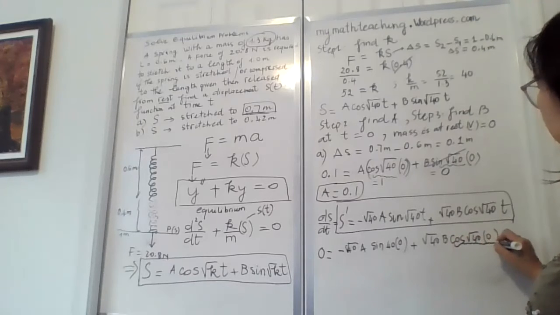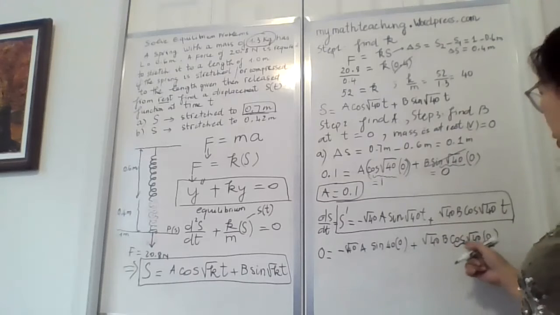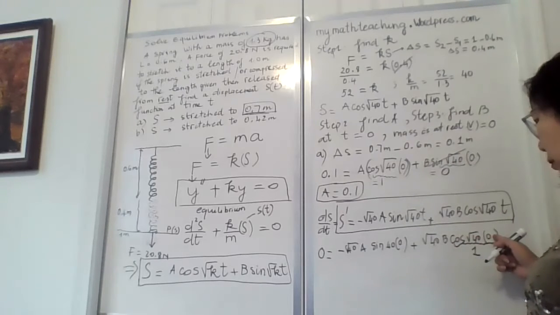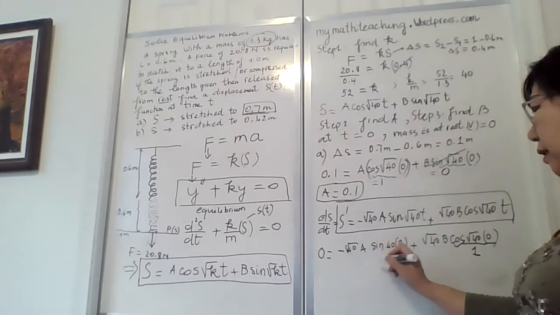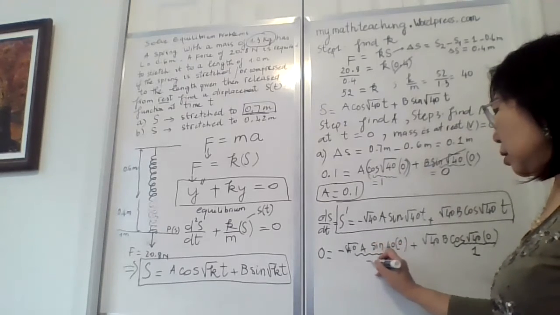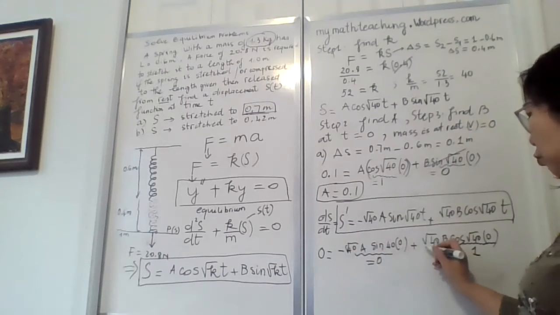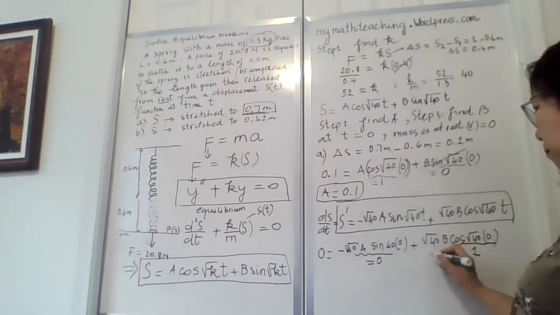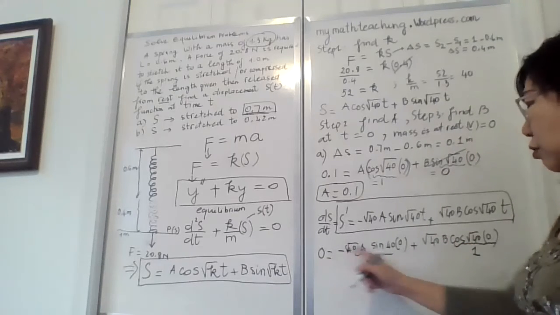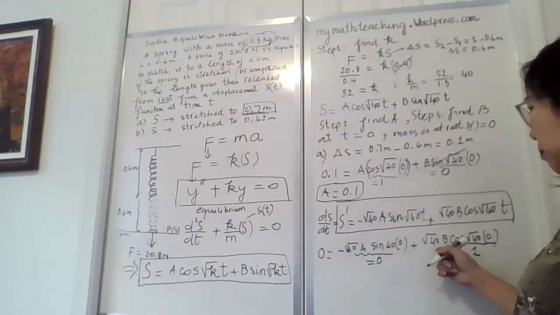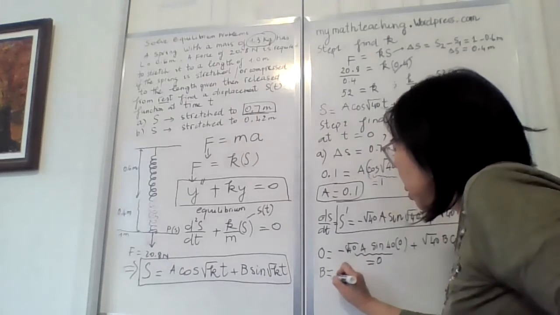Again, this cos of square root 40 times 0 should equal 1, right? Because cos of 0 equals 1. So it means at this second step, the whole expression equals 0, because 0 times anything is just 0. We are left with this expression, right? However, we have a situation that 0 equals this as well. So it means b will be equal to 0, right? So b will be equal to 0.